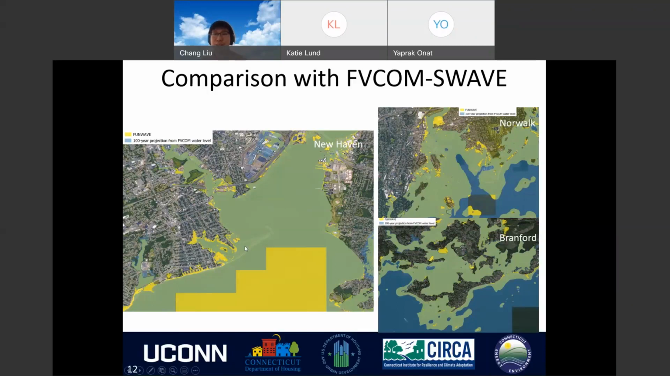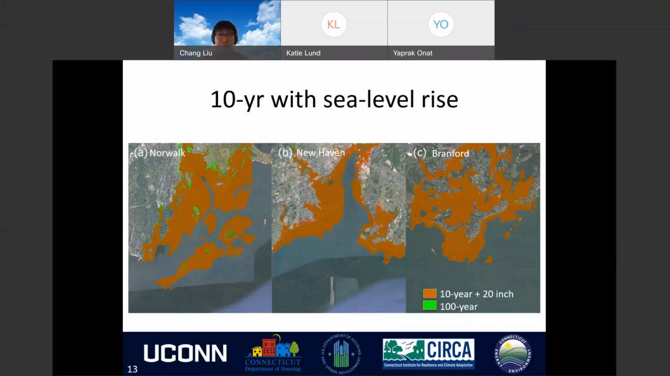So the development of the FUNWAVE modeling is an improvement over the existing FVCOM-SWAVE model products to bring more accurate estimation nearshore. And now we can consider the sea level rise scenario here, because in Connecticut it was projected a sea level rise of 20 inches or half a meter by year 2050.